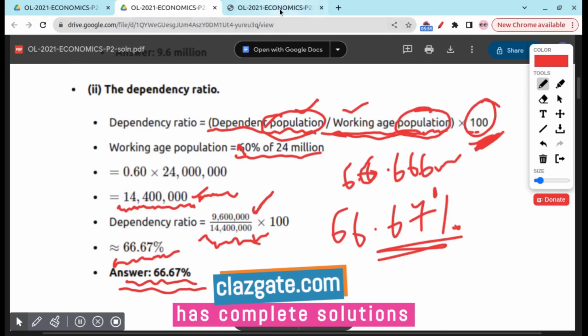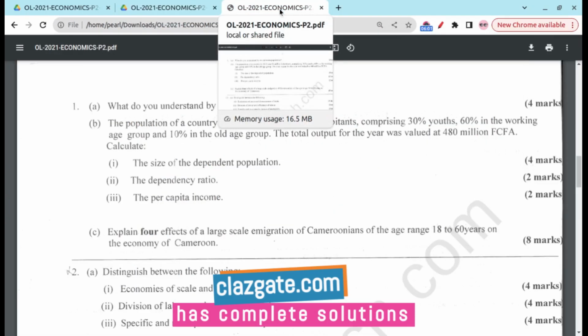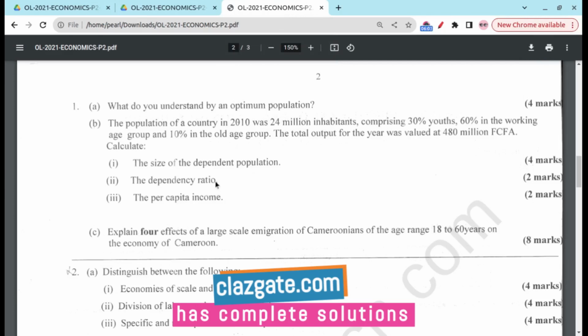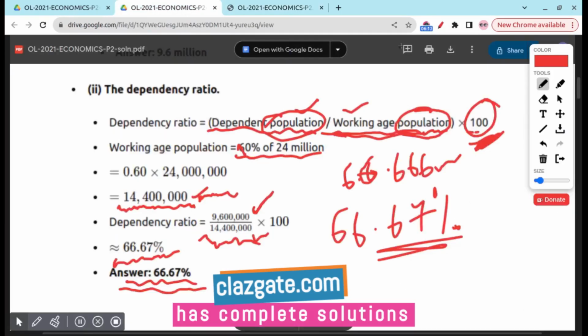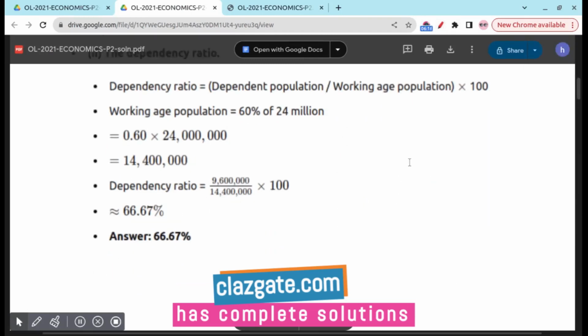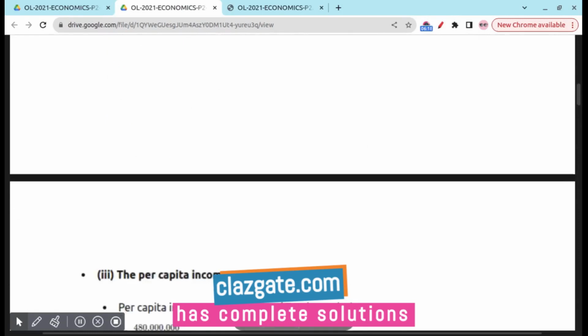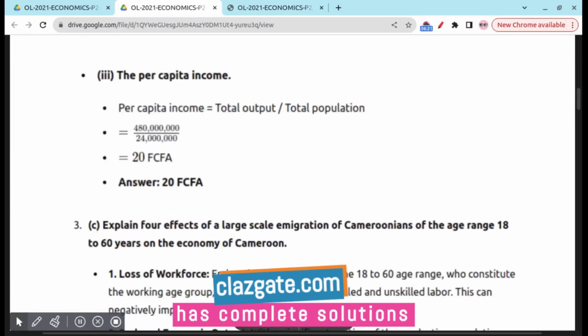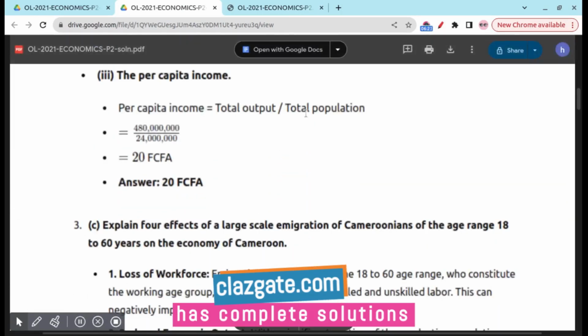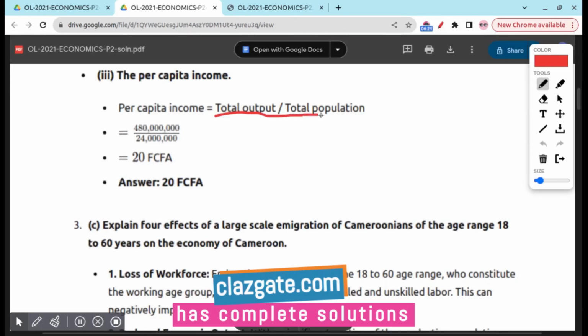And then the next thing we're doing is the per capita income. How much did we make? The total output for the year was valued at 480 million francs CFA. Good. Clear. And then let's do the per capita income. The per capita income is the total output divided by the total population. As you are seeing, per capita income is the total output divided by the total population.